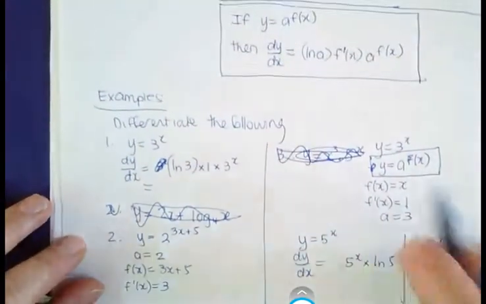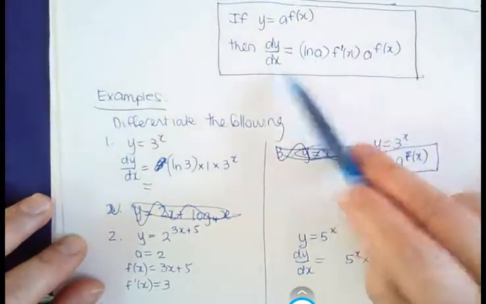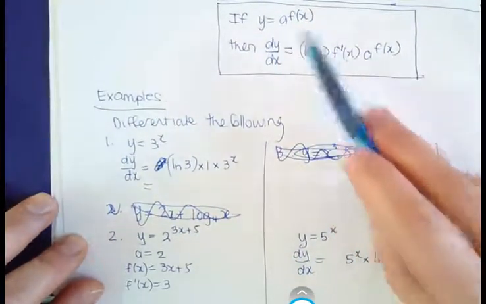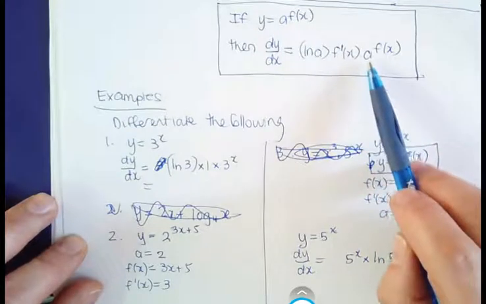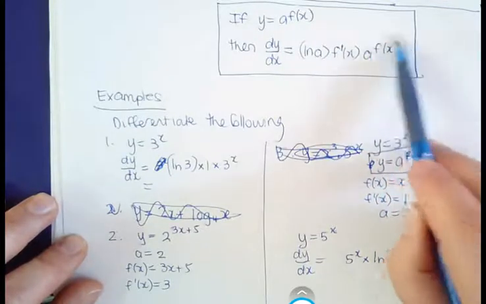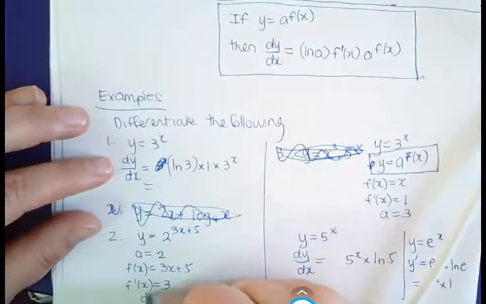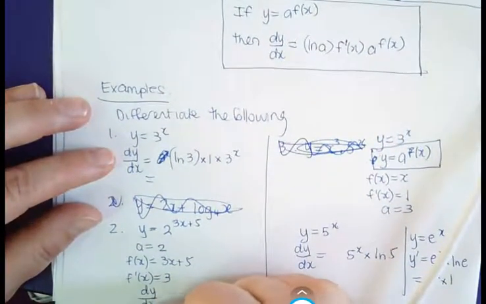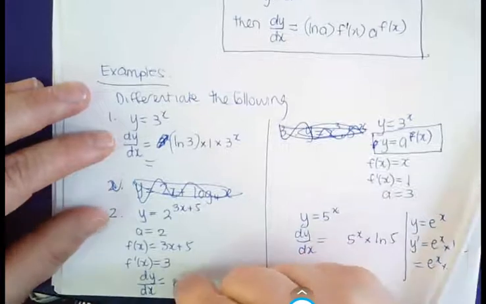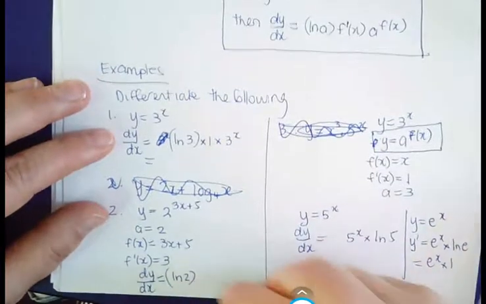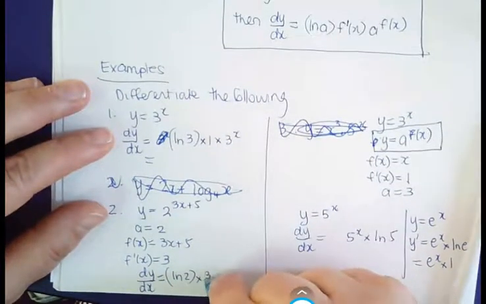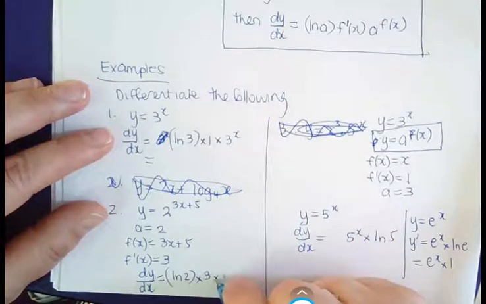So if y equals a to the function of x, then dy dx is ln a, the derivative of the function, and then just write out what you started with. Okay, that's how you look at it. So therefore, dy dx is, what do we do? ln a, which is ln 2, the derivative of the function, which is 3, times the original thing, 2 to the power of 3x plus 5.